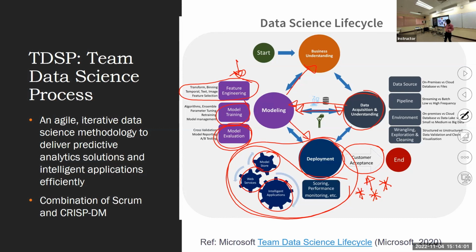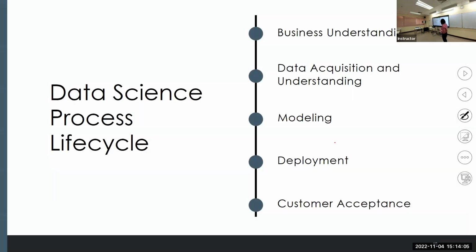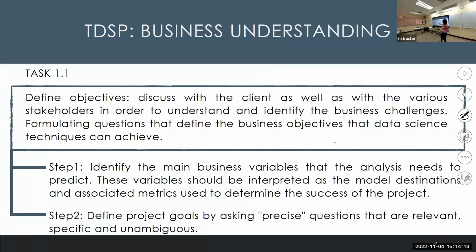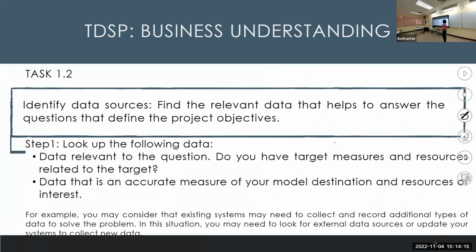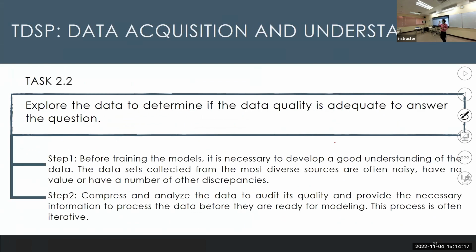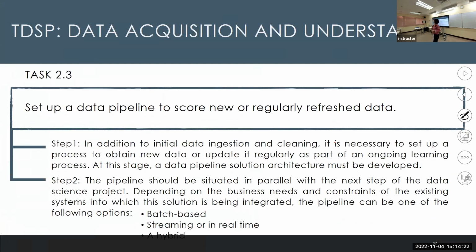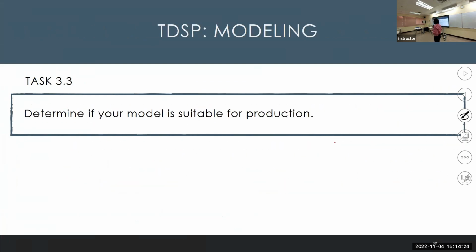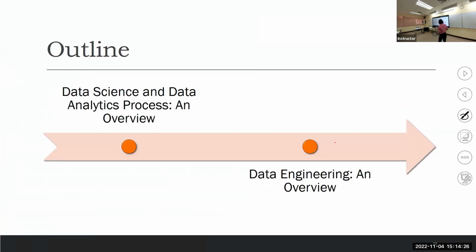Okay, so this is the TDSP, Team Data Science Process. I already explained all this, okay? This is just additional explanation on each of the parts of it, okay? So I skip, but in terms of more details, please read, okay? Then we go to the next topic.